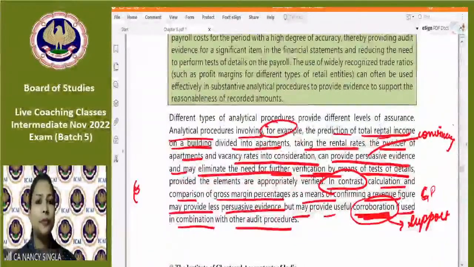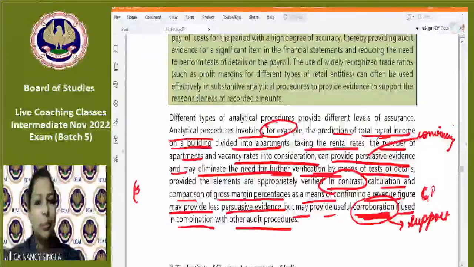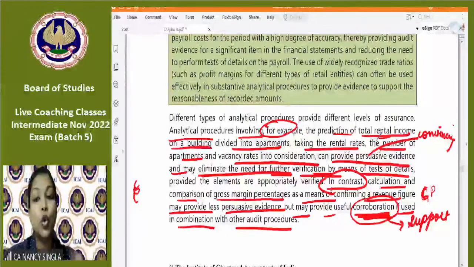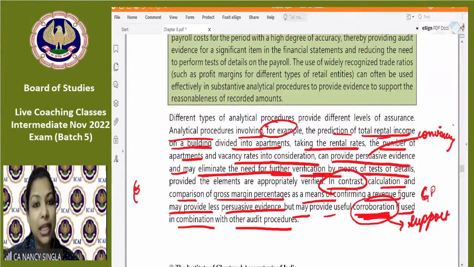For example, the rent example, in that situation, auditor may decide that okay, this much reasonableness is coming, it is a bearing in the P&L, I'll not check it in detail, no test of details. But in contrast, for example, GP ratio, that is just a corroboration is what? Supporting, and persuasive is what? Convincing, right. So GP is coming fine, it is less persuasive. Some other audit procedures will also have to be done along with it in order to support the other audit evidence. Okay.